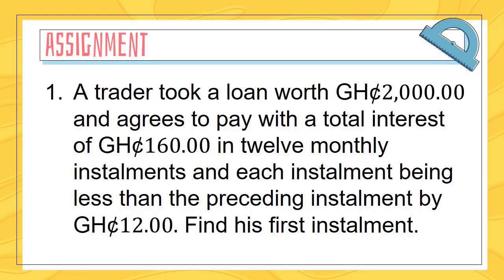Now let's take a look at the assignment for the lesson. In this assignment, a trader took a loan worth 2,000 Ghana cedis and agrees to pay with a total interest of 160 Ghana cedis in 12 monthly installments, and each installment being less than the preceding installment by 12 Ghana cedis. And in this instance, we are also to find his first installment.